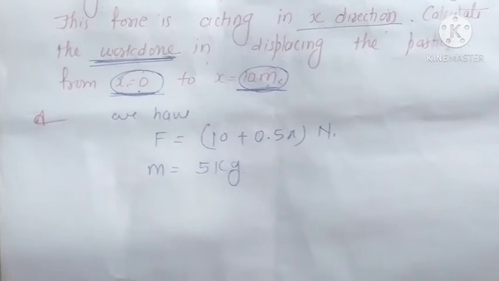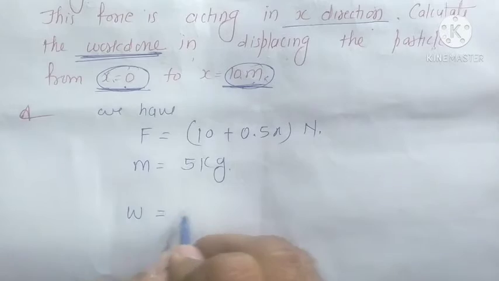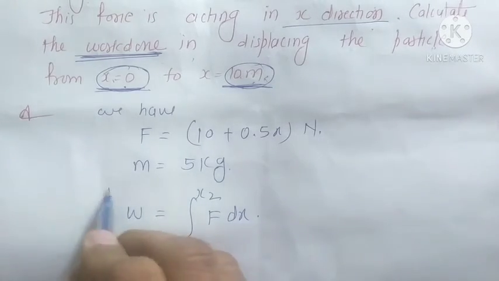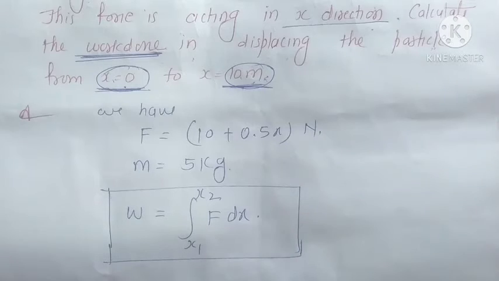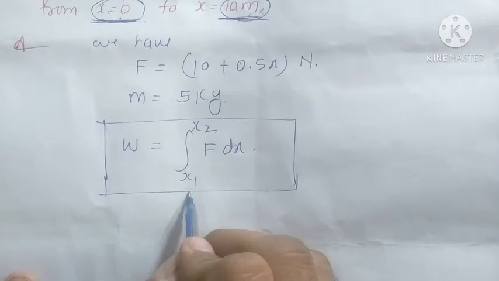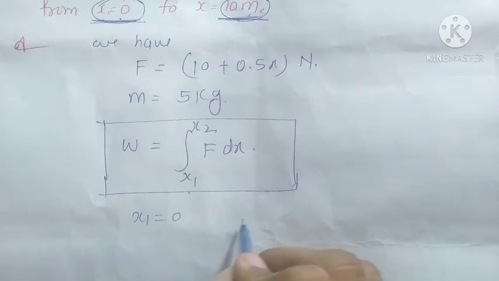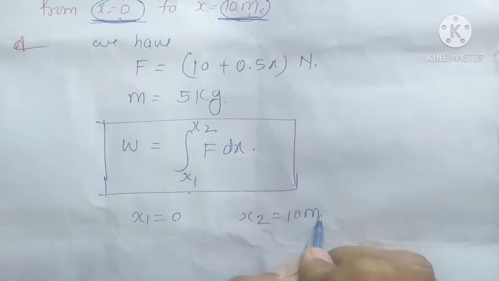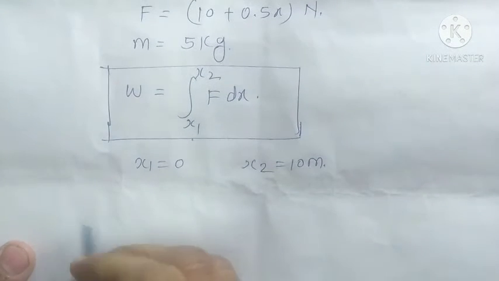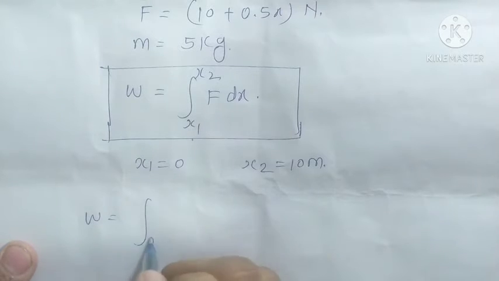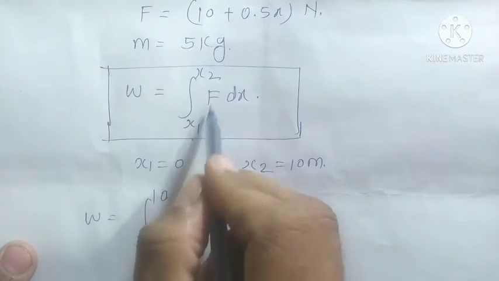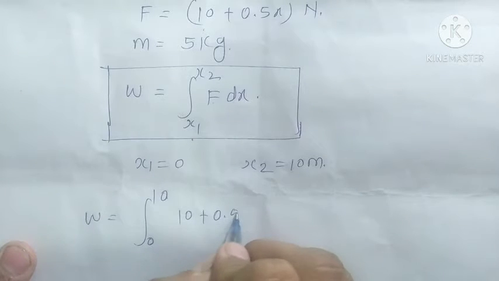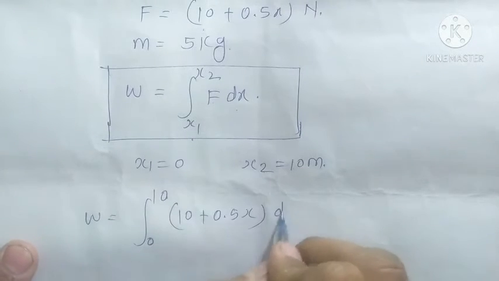So we use here the formula W is equal to integral from x1 to x2 of F dx. We use this formula to solve this problem. Here the lower limit value is already given, x1 is 0 and x2 is equal to 10 meter. So we put all these values here, W is equal to integral from 0 to 10 of the force, 10 plus 0.5x, dx.